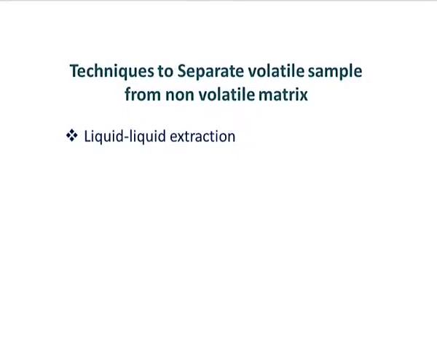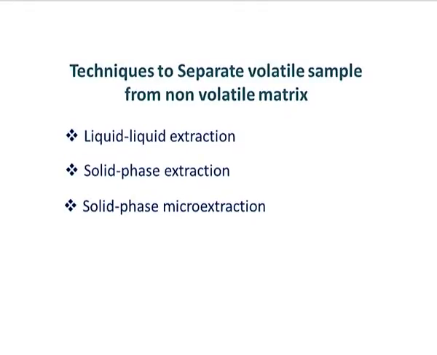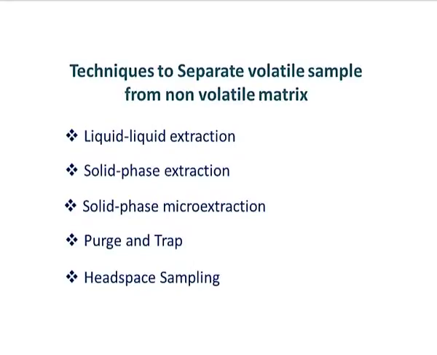One is a simple liquid-liquid extraction, and this is something we have also discussed, I think, in the first or second lecture. Then there is solid phase extraction which can be used. Some newer methods like solid phase microextraction, purge and trap, and headspace sampling are all used to separate volatile samples or to concentrate or enrich them, and once done, a plug of volatile sample is injected into a gas chromatographic instrument.